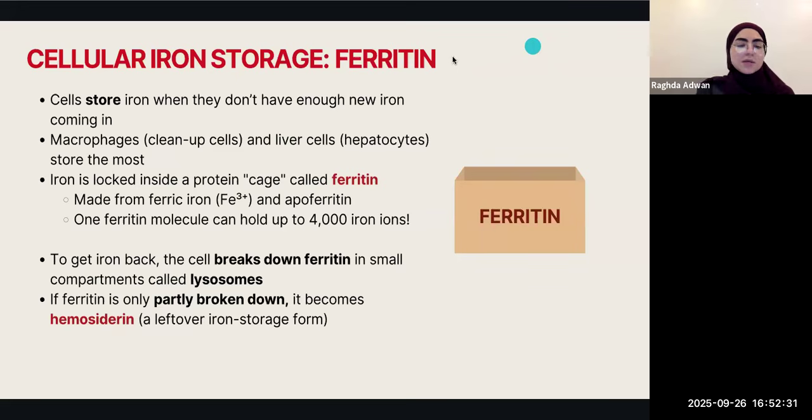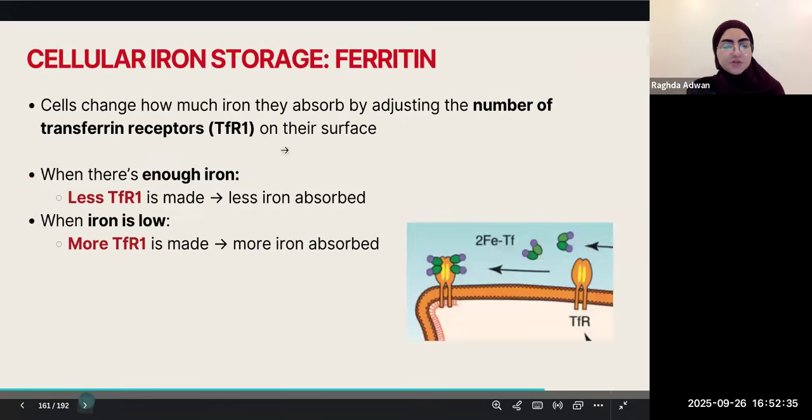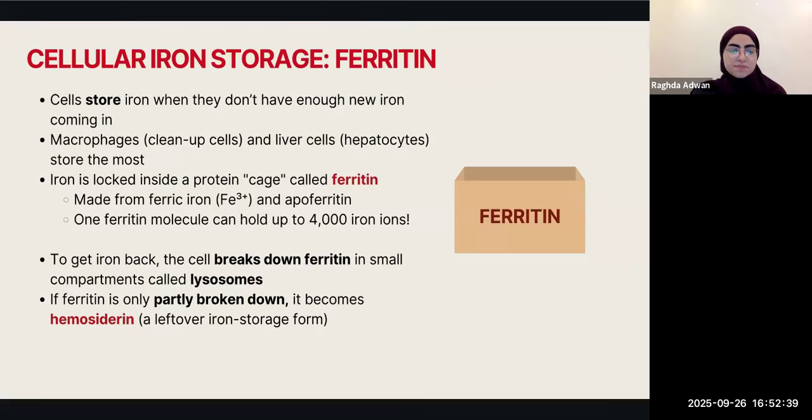All right. Okay, great. Now back to ferritin, the storage form. Cells store iron in the form of ferritin, so you can keep iron stores, obviously. And where is it mostly stored? In macrophages and liver cells or hepatocytes. Again, Fe3+ is the way that we store iron usually, because ferritin converts Fe2+ to Fe3+ to store it, and one molecule of ferritin can hold a lot of iron ions.